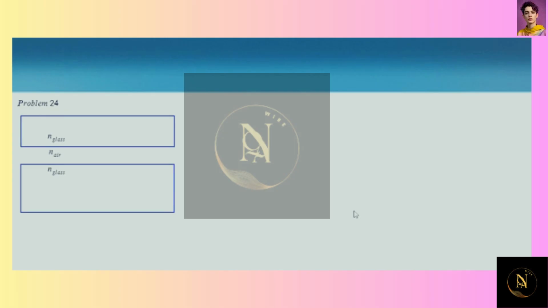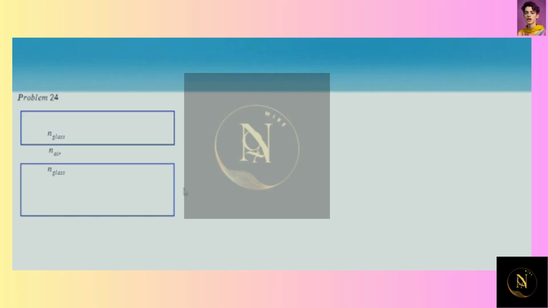This is problem number 24 of chapter 23. In this problem we have two glass panes separated by air, and we're going to label that separation between the glass with T equal to 150 nanometers. The question asks the wavelength of what light yields constructive interference and the wavelength of what light will destructively interfere.